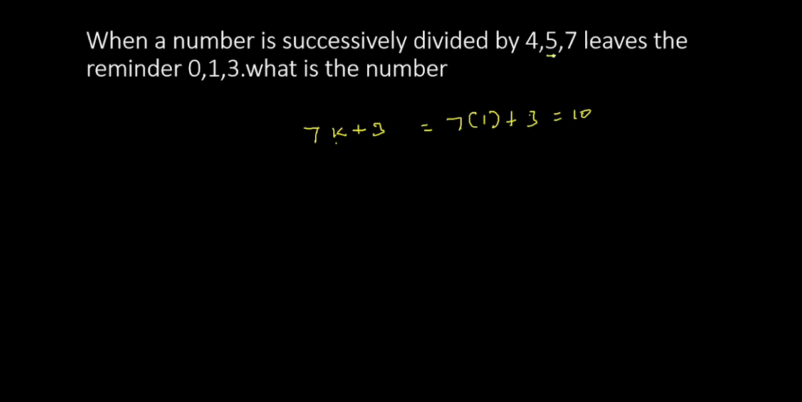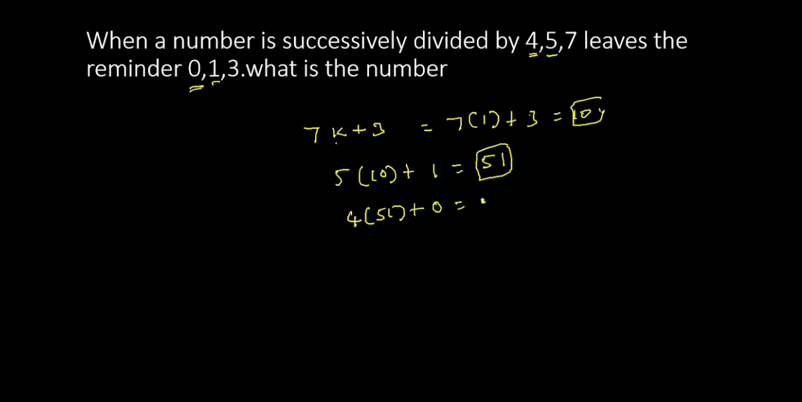Next, you have to divide the number by 5. Take this number 10. So 5 into 10, and when you divide by 5, the remainder is 1. So 5 into 10 is 50, 50 plus 1 is 51. Now third step, you take the number 4 and substitute 51. So 4 into 51 plus, when you divide by 4, the remainder is 0. 4 into 51 is 204. So the answer is 204.